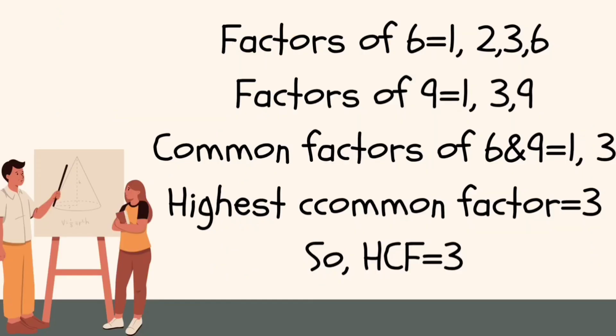Now we have to find the common factors of 6 and 9. That is the numbers which are the factors of both 6 and 9. Simply, we can say that the factors that come in both the numbers, we call them common. Common factors of 6 and 9 are 1 and 3. Now find the big number from the common factors. The big number is 3. So HCF equals 3.